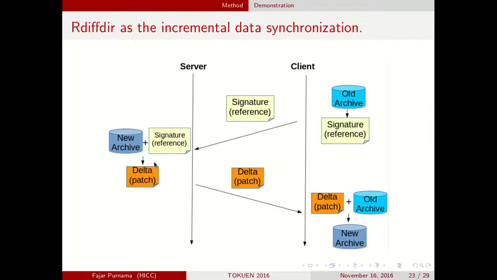And finally, if, based on the signature, there exists data in the old archive but it doesn't exist in the new archive, it will generate an instruction to delete the data. Once it's done, the patch will be returned to the client and applied to the old archive. And as you heard in my long explanation before, applying this patch to the old archive will generate an archive updated to the new one, identical to the one on the server side.